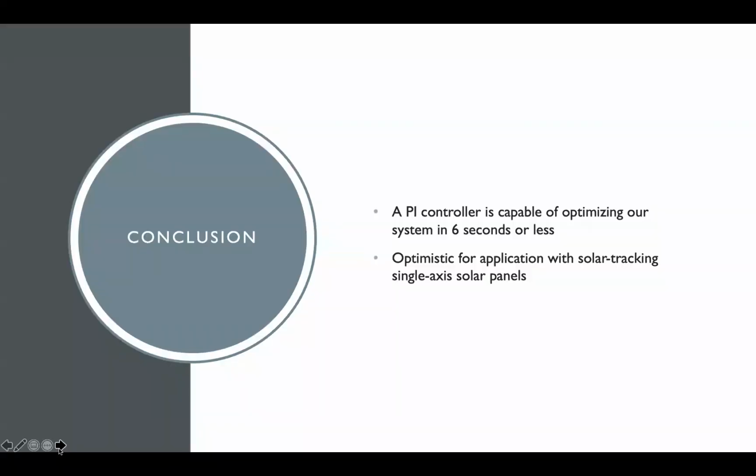And so, in conclusion, we found that a PI controller is pretty effective in controlling our system and helping it to optimize its angle to be pointed directly at a light source and to do so quickly. And this gives us good hope for future applications in single axis solar panels to improve their efficiency.